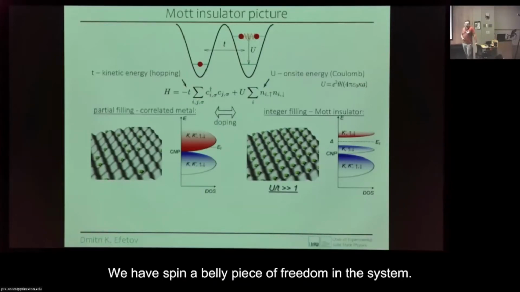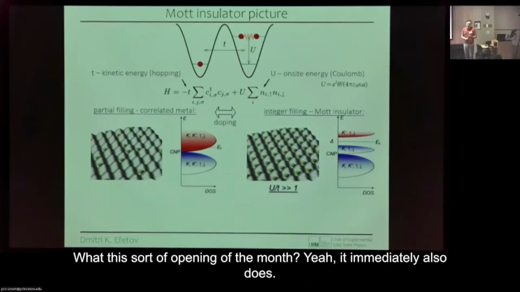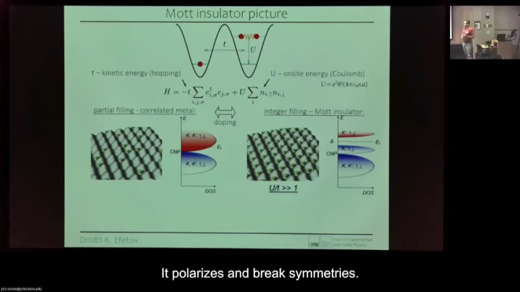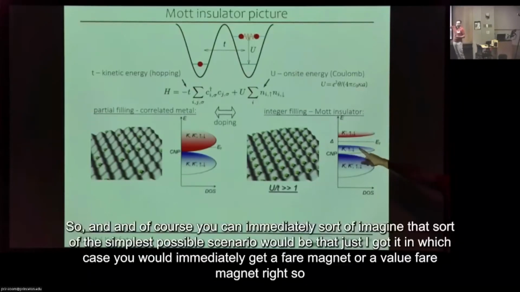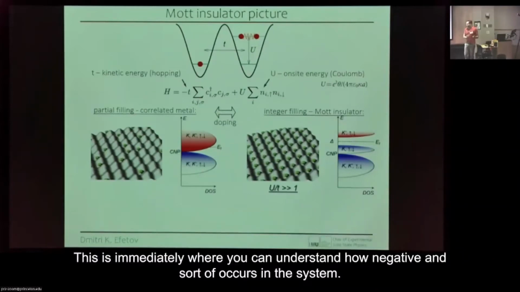And as you know from Philip's talk yesterday, we have here a fourfold degeneracy. We have spin and valley degrees of freedom in the system. What this opening of the Mott gap immediately also does is polarize and break symmetries in the band. You can immediately imagine that the simplest possible scenario would be that a gap at half filling would break either valley or spin, in which case you would immediately get a ferromagnet or a valley ferromagnet, right? So this is immediately how you can understand how magnetism occurs in the system.